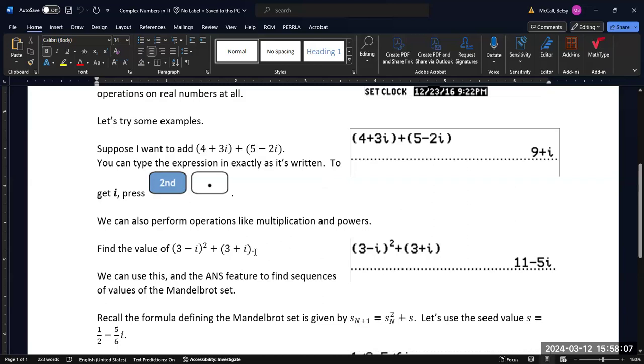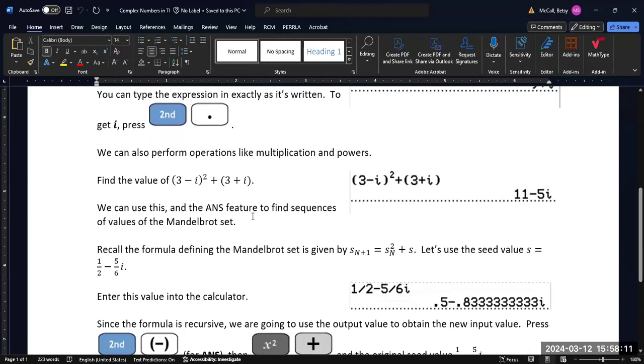You can also do multiplication and powers on your complex numbers. So here I did (3 minus i) squared plus (3 plus i). And so I'm getting, again, it's foiling this out and then it's adding these terms and I'm getting 11 minus 5i.